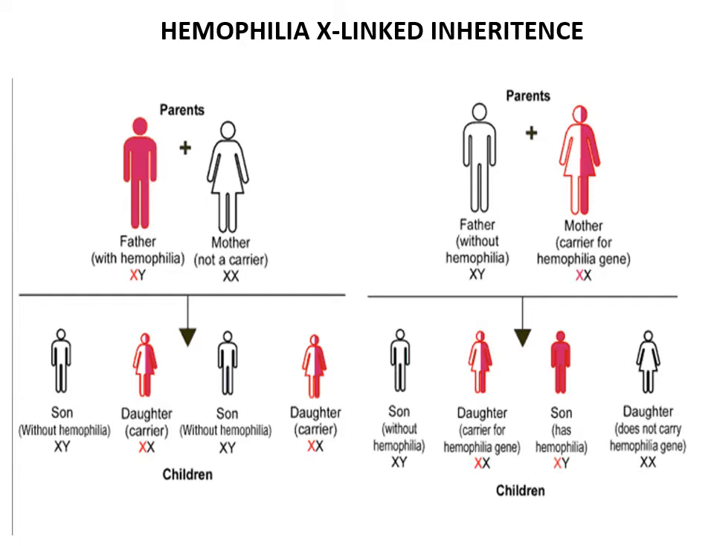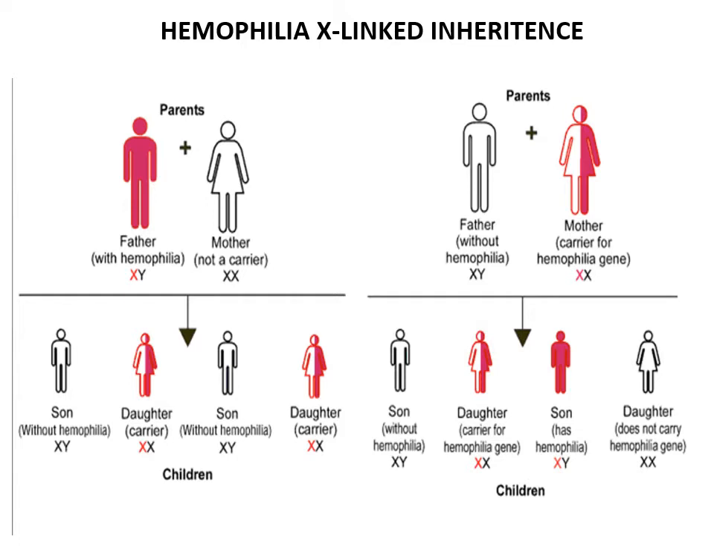She's a carrier. Look at the third child, a boy. Got a Y chromosome from the father, got the affected X chromosome from the mother. He has hemophilia. And finally, the last child, a daughter, both X chromosomes, one from the father, one from the mother, normal.